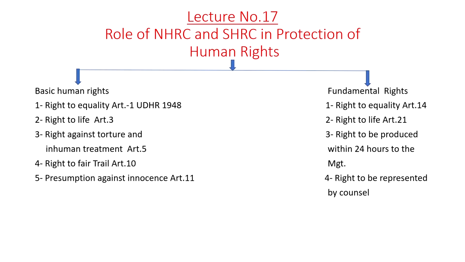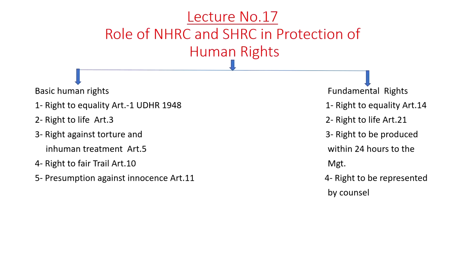And I have also highlighted some important human rights provided in UDHR 1948, like right to education, right to equality, right to life, right to food, right to medical aid, right to marry, right to legal aid, right to free legal aid. These are human rights provided in UDHR 1948: right to fair trial, right against inhuman treatment, right to presumption of innocence. So, protection against illegal treatment, inhuman treatment, illegal arrest. These are human rights provided in Article 5, Article 10, Article 11 of UDHR.